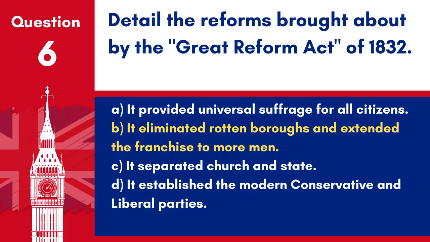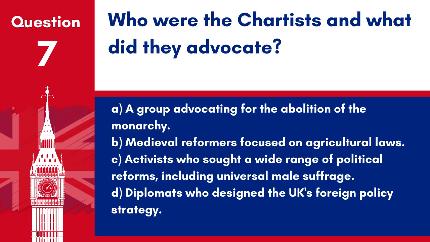Question 7. Who were the Chartists and what did they advocate? A. A group advocating for the abolition of the monarchy. B. Medieval reformers focused on agricultural laws. C. Activists who sought a wide range of political reforms, including universal male suffrage. D. Diplomats who designed the UK's foreign policy strategy.